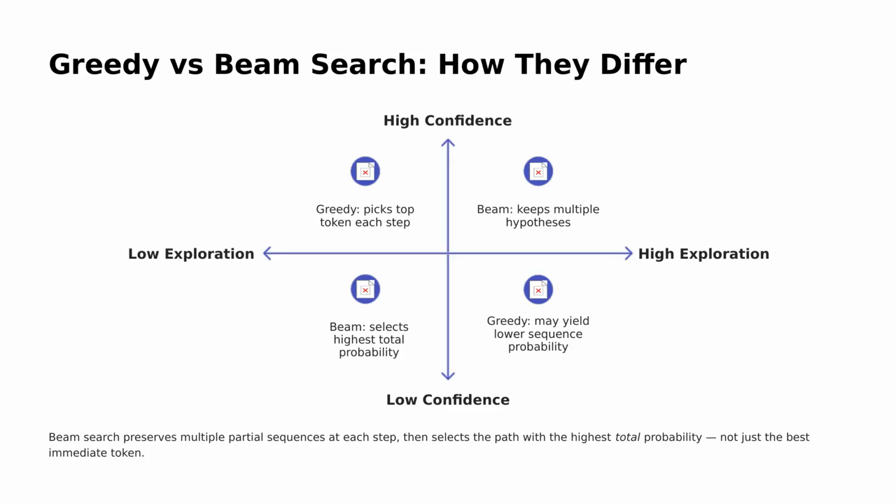Here's the key difference between greedy and beam search. Greedy decoding picks the single highest probability token at each step, so it explores very little and can end up with a lower probability overall sequence. Beam search instead keeps several likely partial sequences alive as it goes. That gives it more exploration and usually more confidence in the final result, because it chooses the sequence with the highest total probability, not just the best immediate next token.